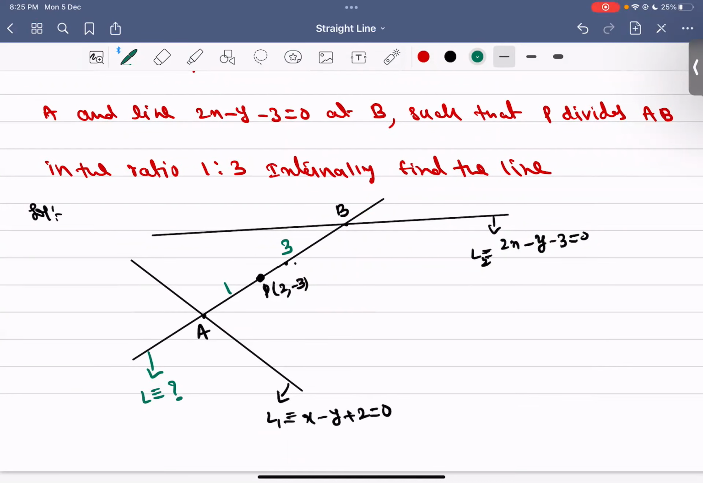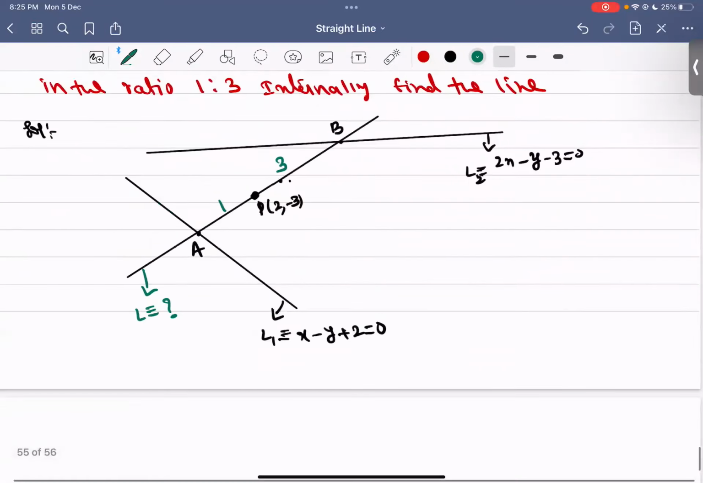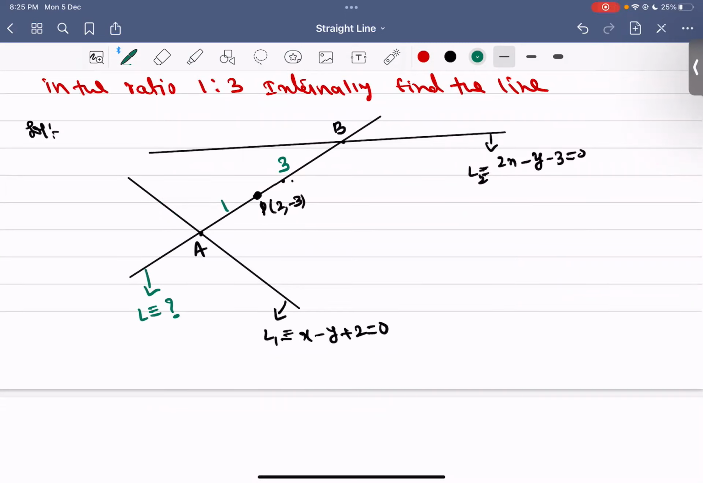Yes, sir. Now to solve this question, our requirement is what? We need to find that line which passes through (2, -3). That is our question. We can solve this question in two ways. What you do is, you take the point B coordinates in a single parameter, that is in terms of the algebraic parameter t. How to take the point? See, B lies on which line? This line, 2x - y - 3 = 0. On this line, B lies.